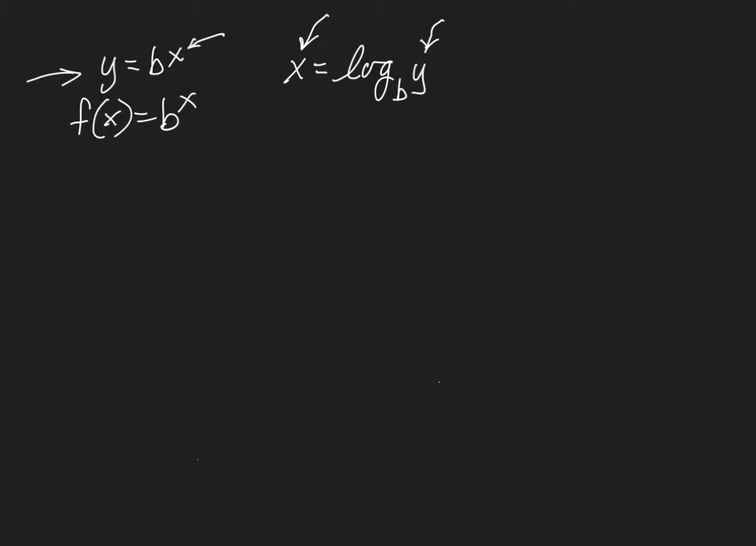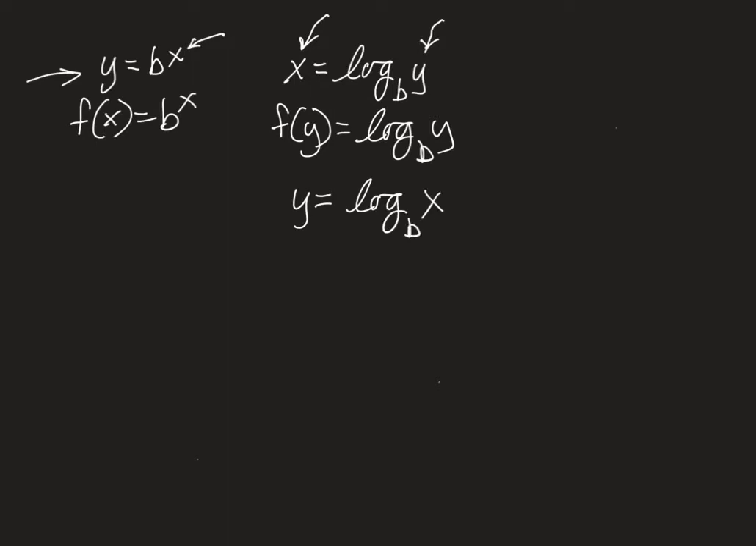So in order to write this as function notation, we would either have to write it this way, or we would have to switch our x and our y, writing the logarithmic form as this, and the functional notation as the function of x equals the log base b of x.